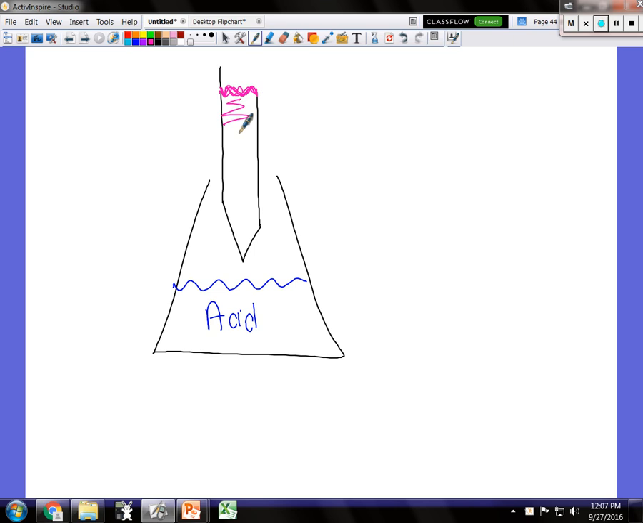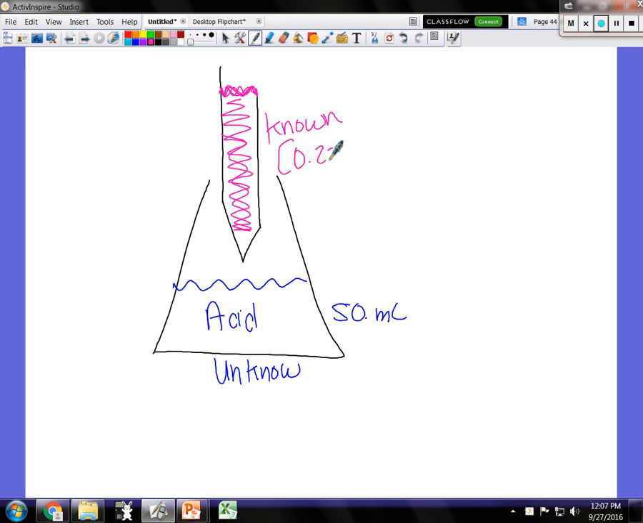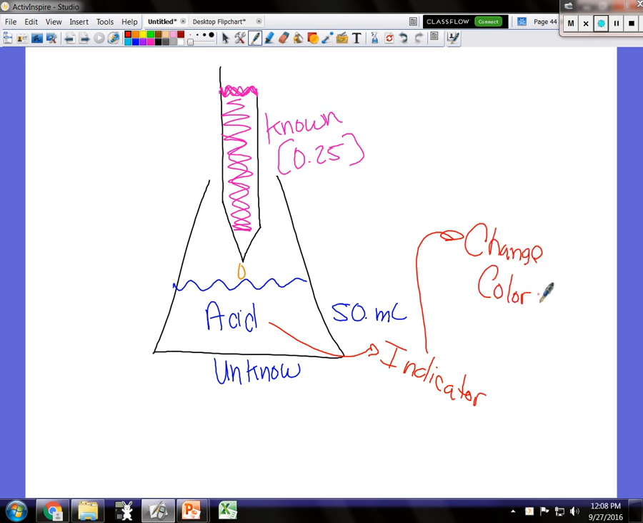So what we're going to do is all of this stuff right here, this is going to be my known. And this blue is going to be my unknown. And we've already said that this is 50 mils, and the concentration here was 0.25. Every time this thing drips and hits this solution, in this acid, there will be an indicator. And what do indicators do? Change color.